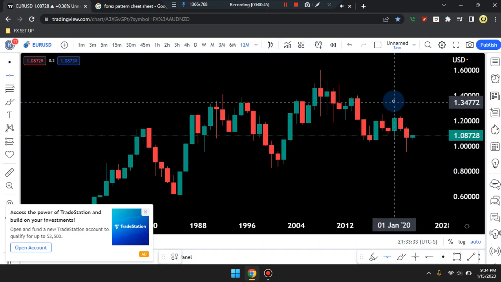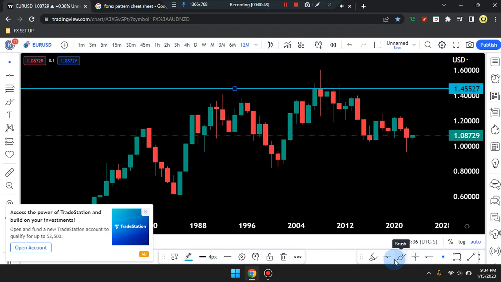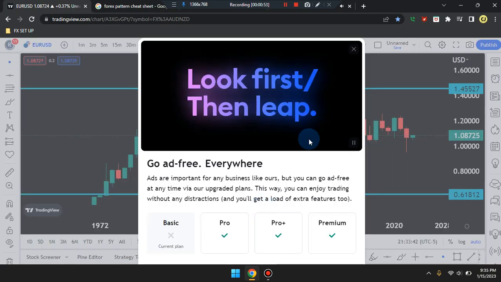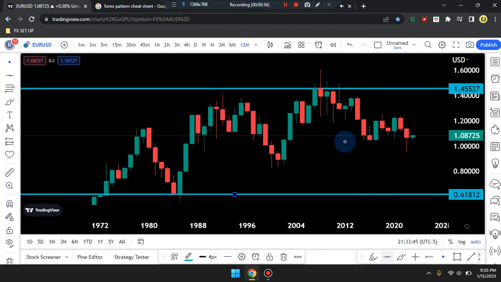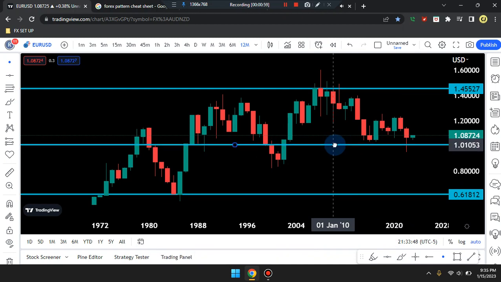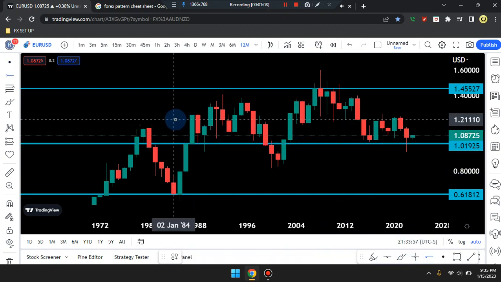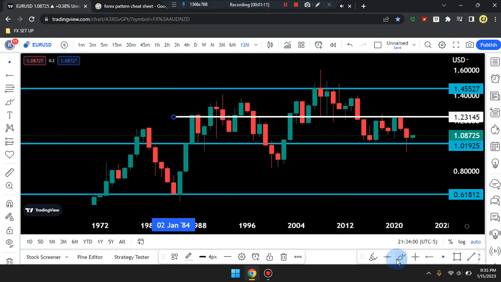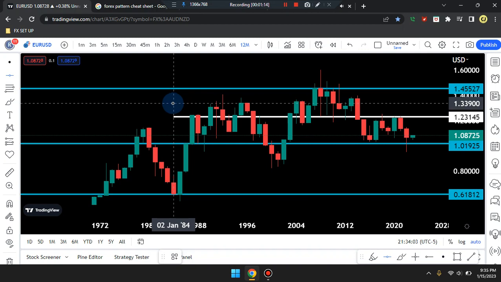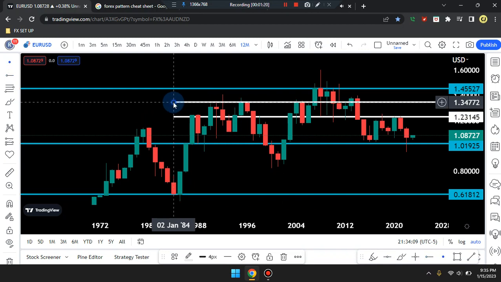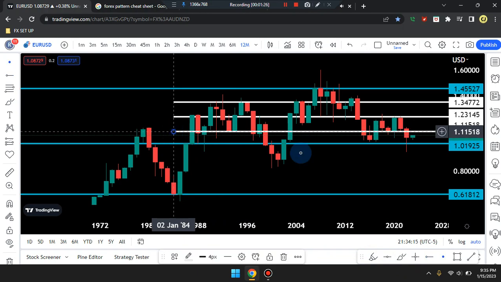We do have price action overall making higher highs, and price action overall making lower lows. Midpoint, adding second level highs, third level highs, and fourth level highs.